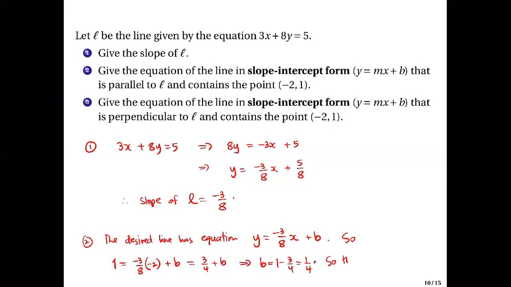So the line has equation. This is given by y equals -3/8 x plus 1/4. So this is the desired line. Okay?